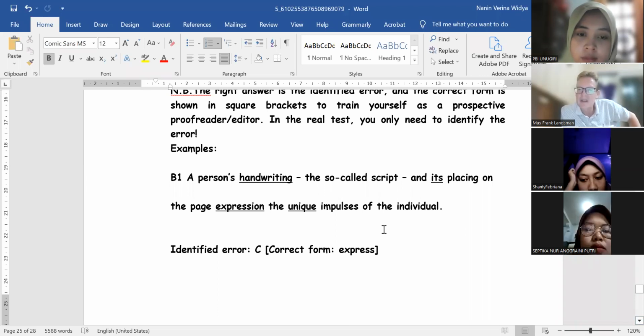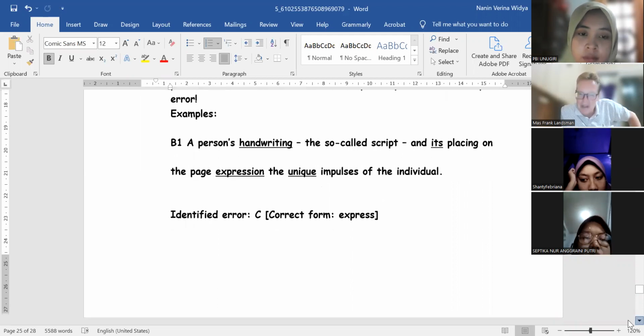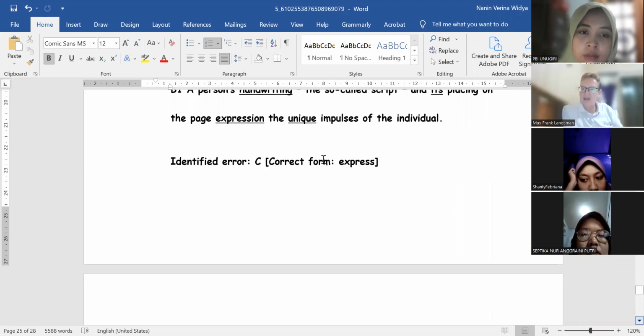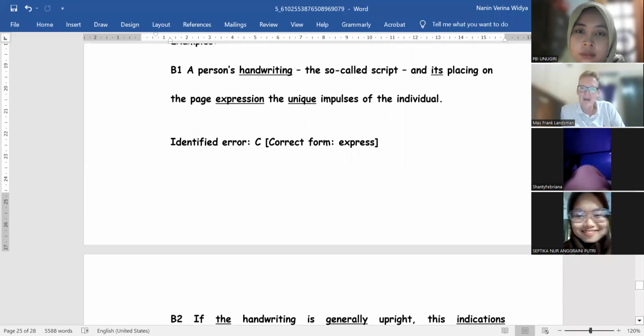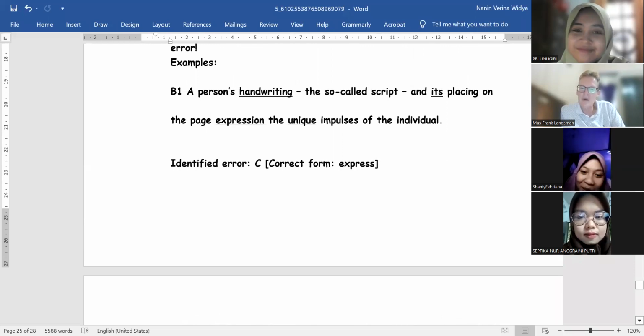I express my interest in teaching in East Java, not I expression, tidak bisa. But you could say the facial expression on Miss Febriana's face on camera is interested. She looks interested in the material. But here you need a verb. So the correct form is to express and the error is C.